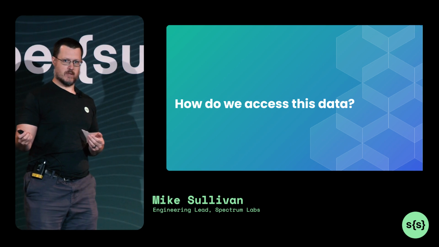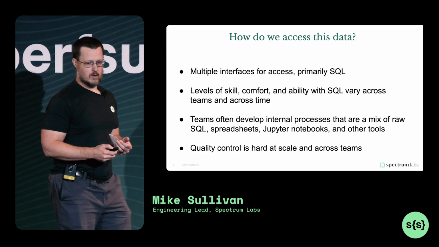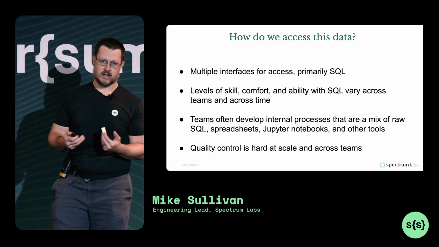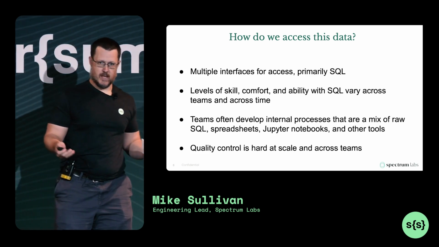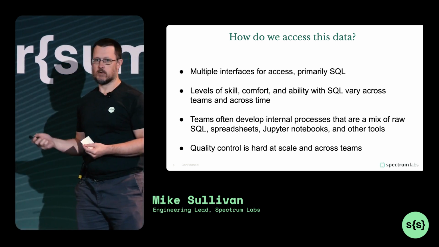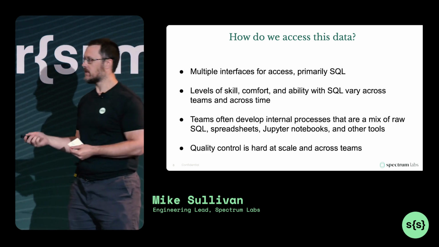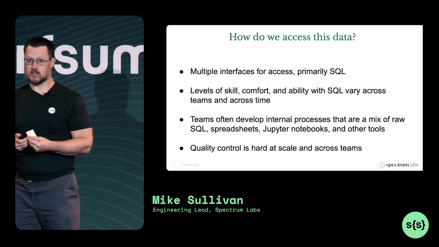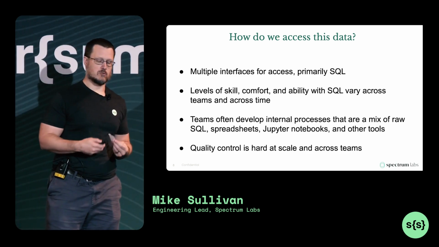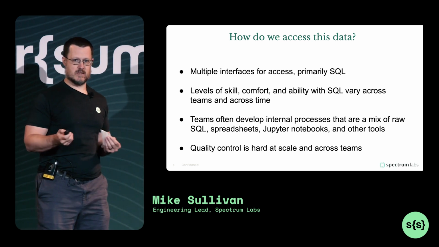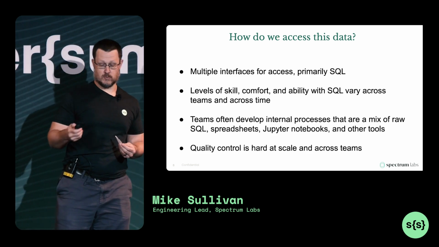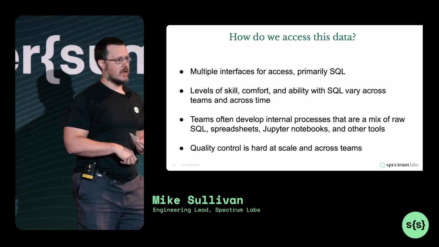And so how do we actually do that? How do we get that data access? Right now, for those who mentioned Snowflake, there are a lot of different ways to get data in and out of there. We primarily interact with SQL. That's the most common way this is done. But as anyone knows, the levels of skill, comfort, and ability with SQL vary across teams and even in teams across time as you hire new engineers, new data scientists, new machine learning engineers. Their comfort with that data access can be wildly different, and also their confidence in it.